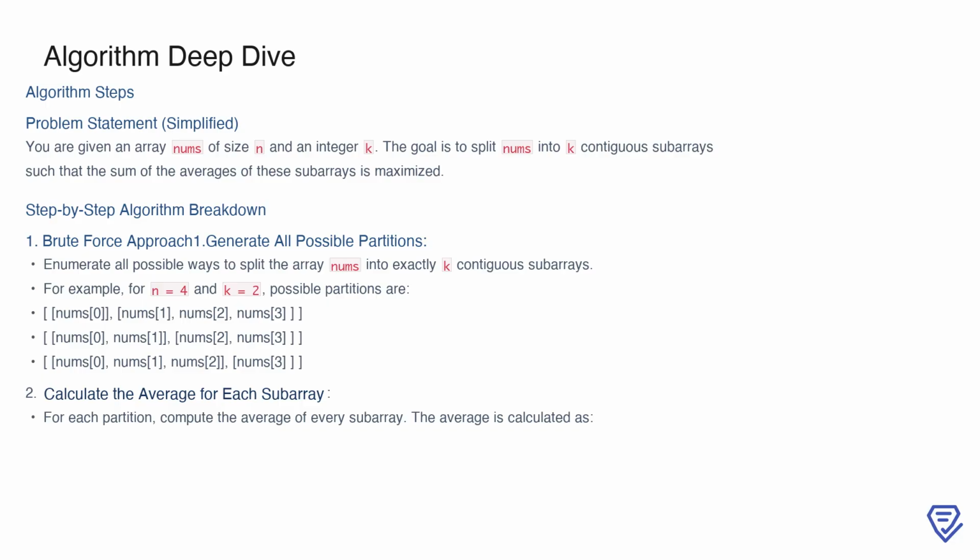Once we have these partitions, the next step is to calculate the average for each subarray. The average is just the sum of the subarray divided by its length. After computing the averages for a partition, we add them together to get the sum of averages for that specific split. As we evaluate all possible partitions, we track the maximum sum of averages encountered. Finally, once all partitions are processed, the highest sum of averages is our result. While this brute force method is intuitive, it's computationally expensive, so we need to explore optimizations.